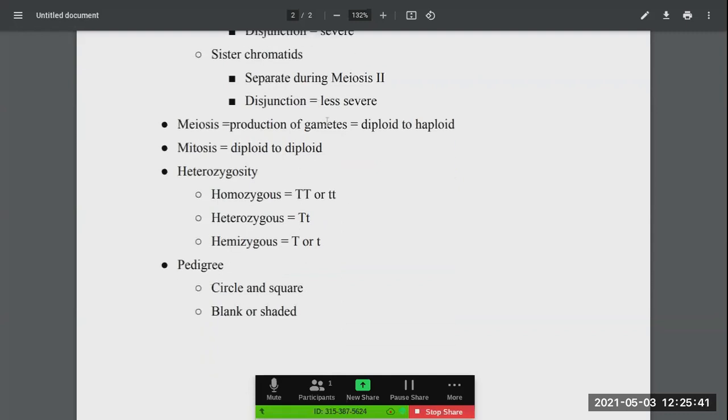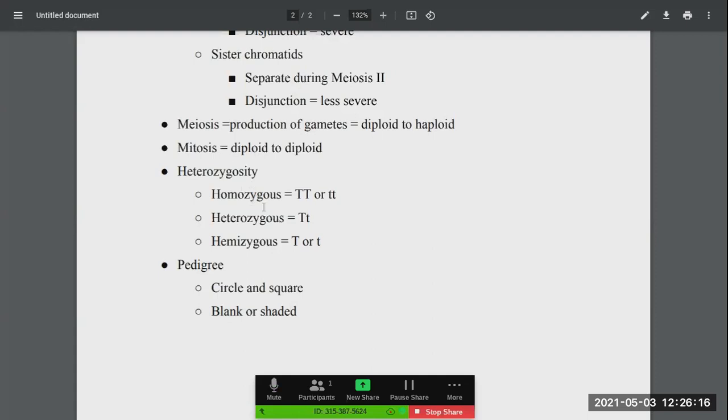Meiosis is the production of gametes. So you start from a diploid cell and you end up having a haploid cell. In mitosis, you start from the diploid cell and you end up having a diploid cell because in mitosis you just duplicate the chromosomes and then you separate it in half. So you are going to gain back what you had already. So the daughter cells and the parent cell are exactly the same. For meiosis, the daughter cells are completely different from the parent cells.